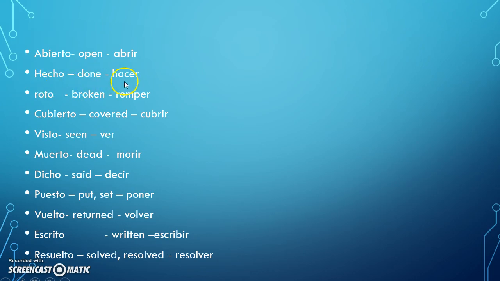Hecho is done from the verb hacer. Roto means broken from the verb romper. Cubierto, covered from cubrir. Visto means seen from the verb ver. Muerto means dead from the verb morir. Dicho, said from decir. Puesto is put or set from the verb poner. Vuelto is returned from the verb volver. Escrito is written from escribir. And resuelto means resolved or solved from the verb resolver.